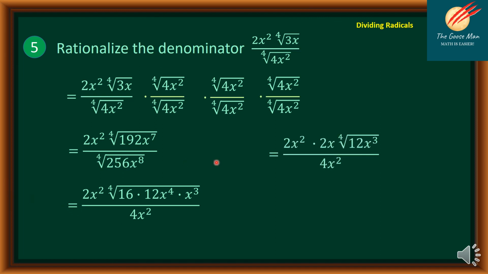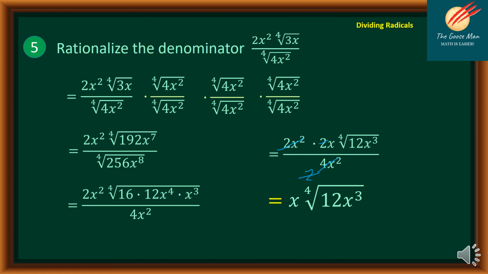Simplifying it further, I have 2x squared times the fourth root of 16, which is equal to 2, and the fourth root of x to the 4th power is x. Leaving inside the radical, we have 12x cubed. Then I can reduce 2x squared and 4x squared, so this will give me 2. However, I can still reduce 2 and 2. Therefore, the final answer is x times the fourth root of 12x cubed.